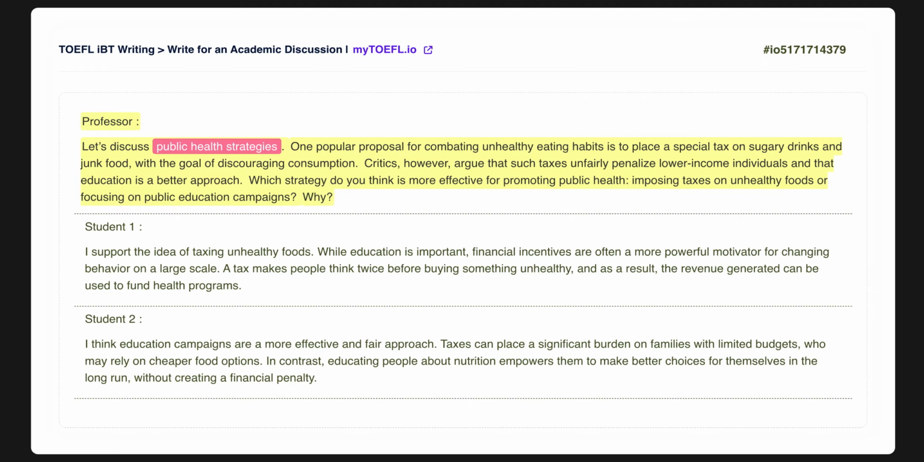Why? This tiny word, why, is the most important part of the prompt. It reminds us that our reasoning is what the graders are looking for. Your logic and supporting details are what make your answer academic.